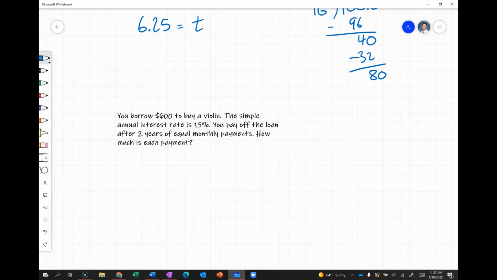All right, one last problem. You borrow $600 to buy a violin. The simple annual interest rate is 15%. You pay off the loan after 2 years of equal monthly payments. How much is each monthly payment?